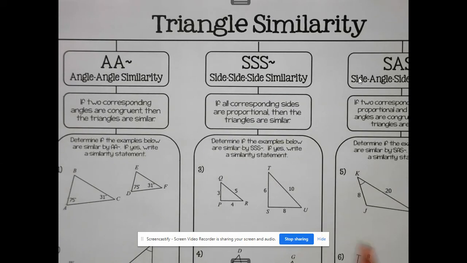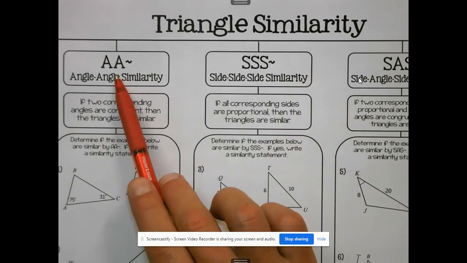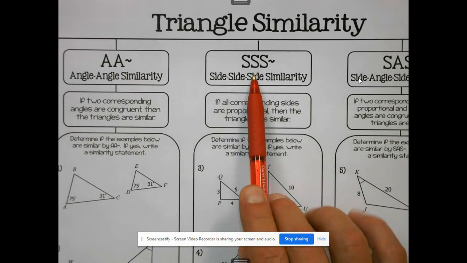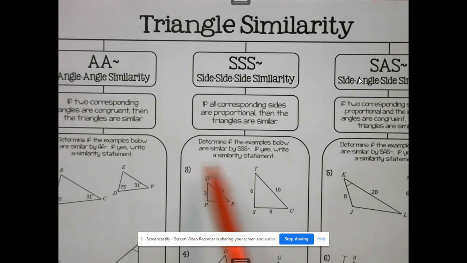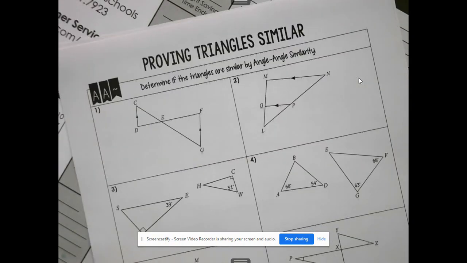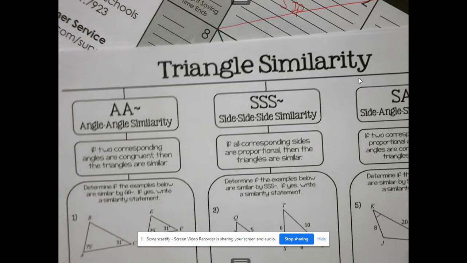All right, this lesson is on triangle similarity. In this lesson, you've got three ways to prove triangles similar: angle, angle; side, side, side; and side, angle, side. So this page will explain what the three ways are, and then once we get into the lesson, guys, we'll talk about how to prove which of those three ways it is. The first page is probably the most important, in my opinion.